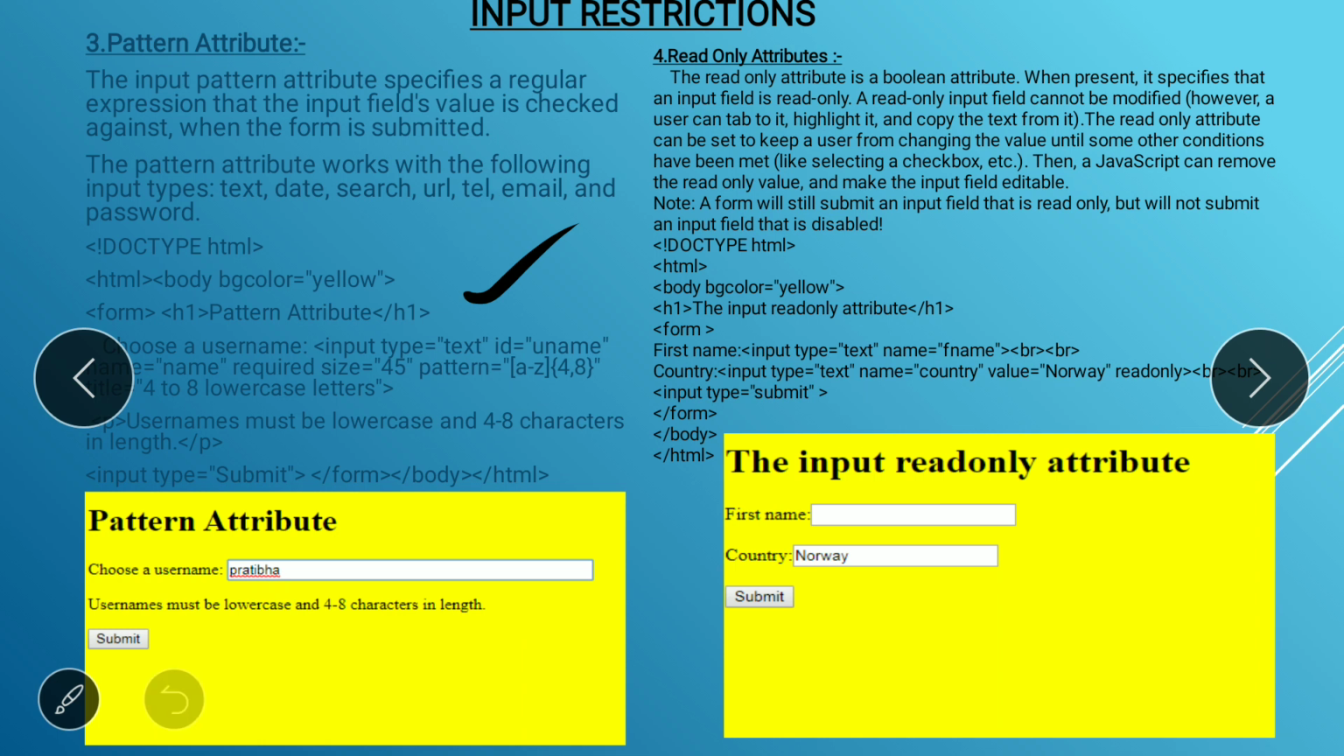Okay, next is nothing but the readonly attribute. What is readonly? Means, now we just learned about disabled. Disabled means what?